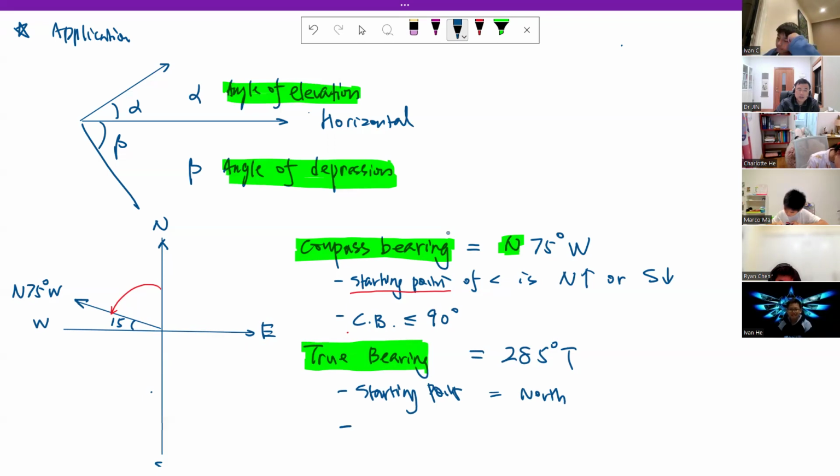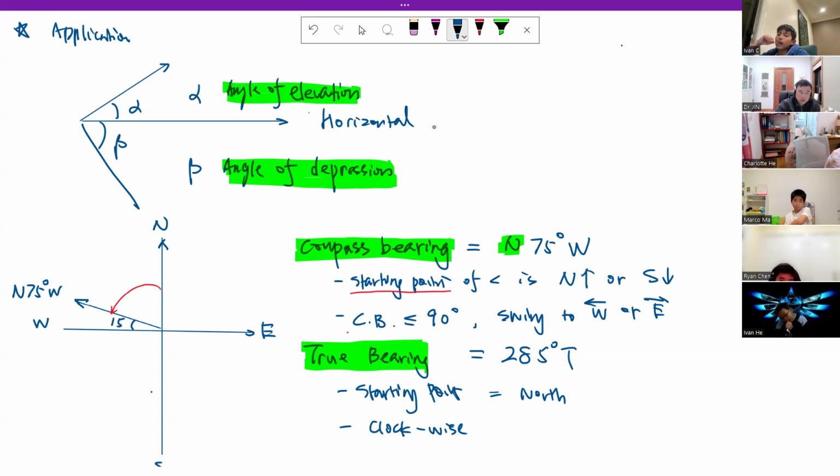The second point is the angle measured in which way? Clockwise. So the angle is measured clockwise. But in the previous case, the compass bearing, the angle is not measured clockwise or counterclockwise. It just depends on the angle, on the swing towards either west, which is this way, or east, which is that way. Because the angle is measured based on the swing.